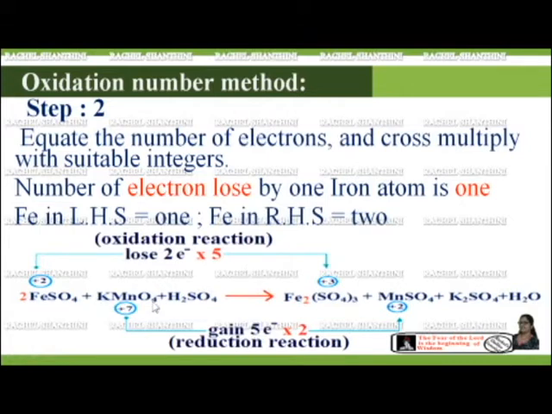Now coming to potassium permanganate, +7 Mn in KMnO4 gains 5 electrons and becomes +2 in MnSO4. To equate the number of electrons in the oxidation reaction with the number of electrons in the reduction reaction, we need to multiply this oxidation reaction by 5 and the reduction reaction by 2.